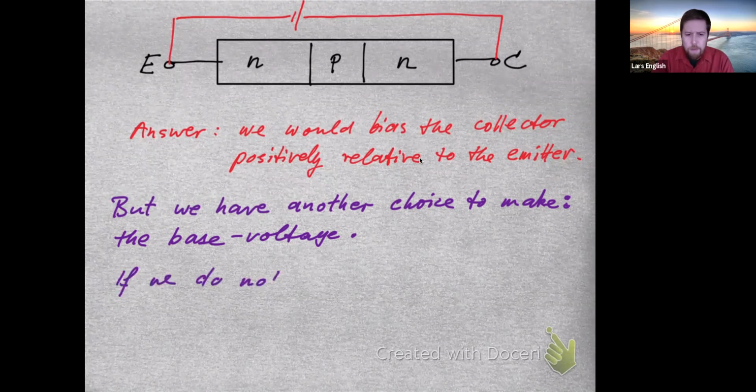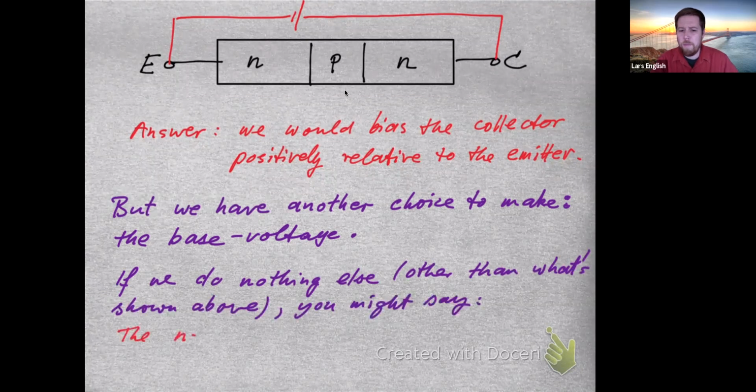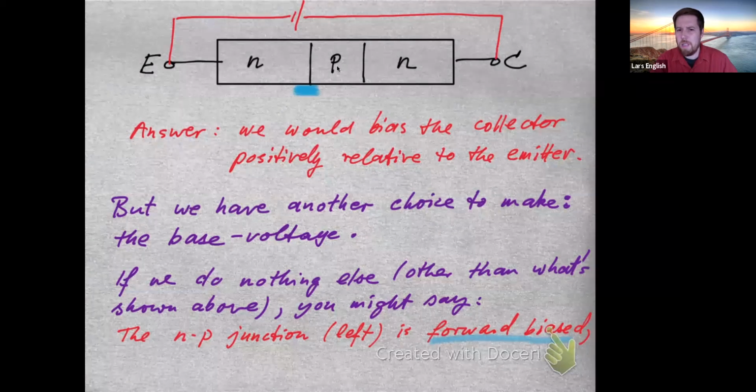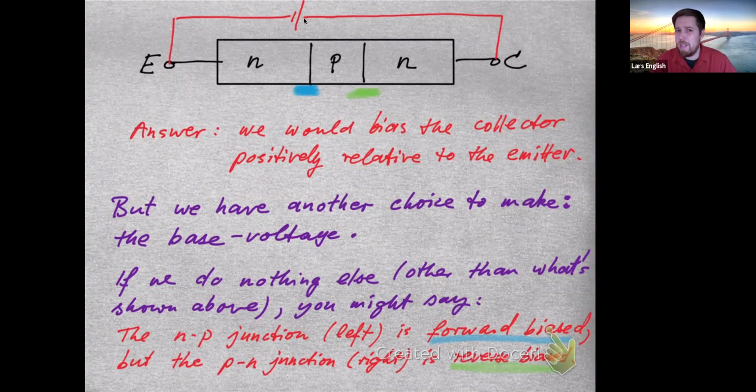Okay, but if we do nothing other than what's shown here, you might say, all right, on the left here, in this junction, we have forward bias, right? The N side is negative compared to the P side, because it's directly hooked up to the negative side of the battery. So that's got to be forward bias. But over here, we'd say it's reverse biased, right? Because the N here is connected on that side to the positive terminal of the battery.